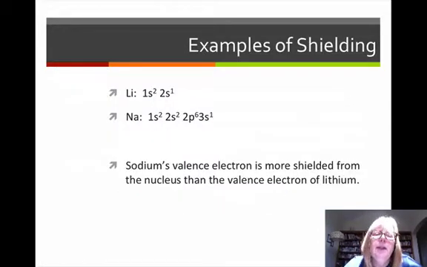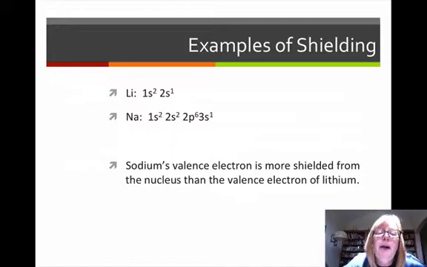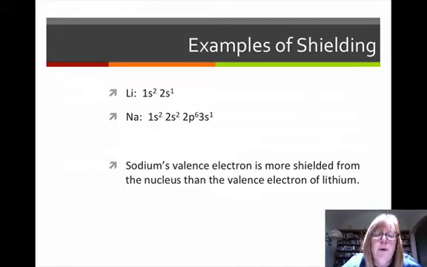So if we look here at the electron configurations of lithium, 1s2 2s1, that valence electron 2s1 is shielded from the nucleus by the electrons in the 1s orbital. But if we go down to sodium, and the electron configuration is 1s2 2s2 2p6 3s1, that 3s1 valence electron is better shielded from the nucleus. Those core electrons, there are 10 of them, are shielding that valence electron from the nucleus, whereas in lithium there are only 2 core electrons shielding the valence electron from the nucleus.